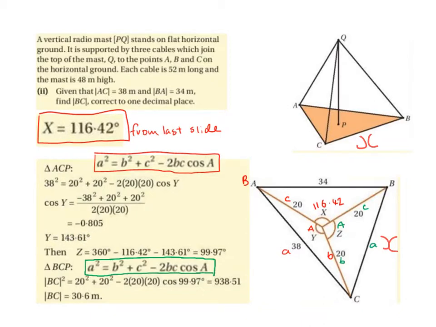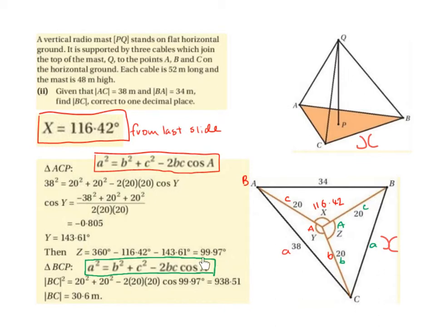Now to find angle Z, we're going to take 116.42, which is angle X, and 143.61, which is angle Y, away from 360 degrees, because the angles in a circle add up to 360 degrees. So 360 minus 116.42 minus 143.61 is 99.97 degrees. So angle Z is 99.97 degrees. Now we can use this and the other values that we have to find the side BC. That's why I've labelled this as X. This is ultimately what we're looking for.